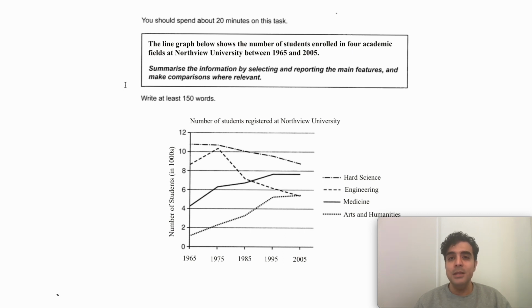You see, in the description, you are asked to do 3 things. And all 3 play a very important role in the way you're going to be marked on the test. So number 1, it says summarize the information. So what does this mean? It means you shouldn't report everything you see in the chart.